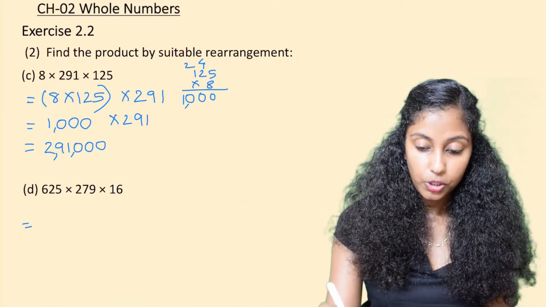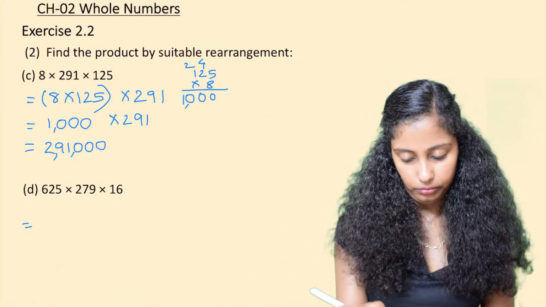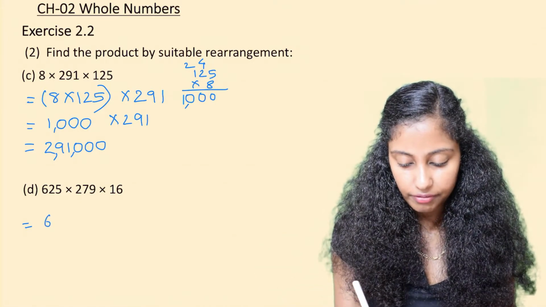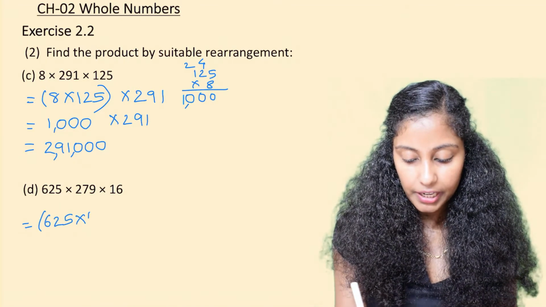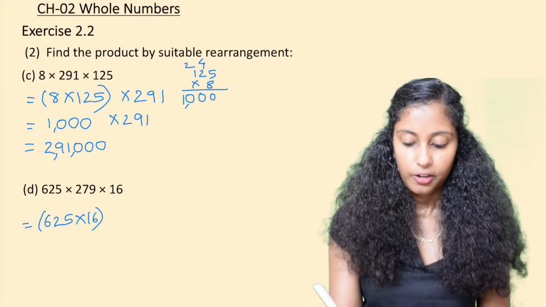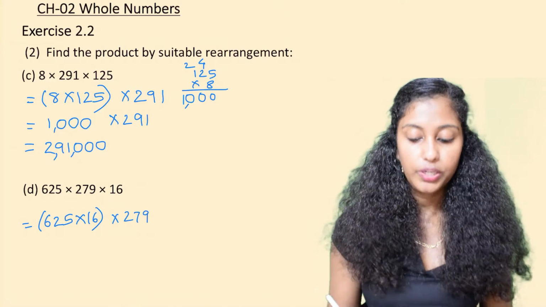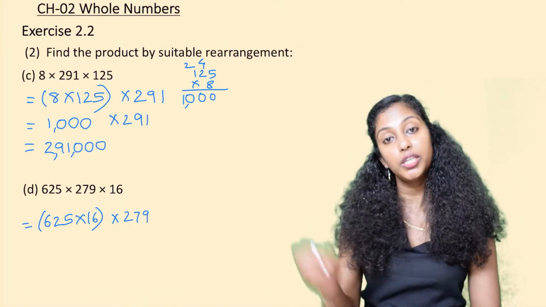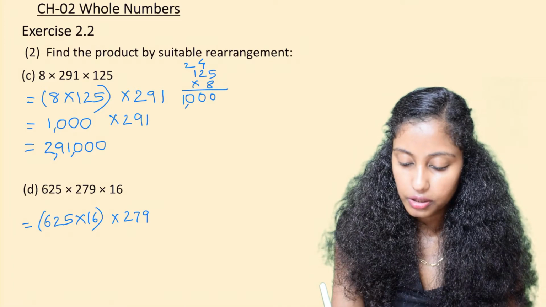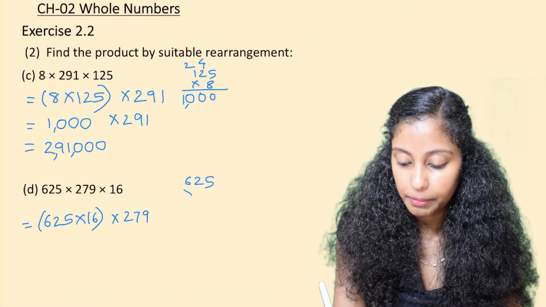Now in sum D, they have asked us 625 into 279 into 16. Here again we put 625 multiplied by 16 in one bracket. Why? Because in the units place, 6 5s will give us 30, so we'll get 0. So here we multiply 625 by 16.